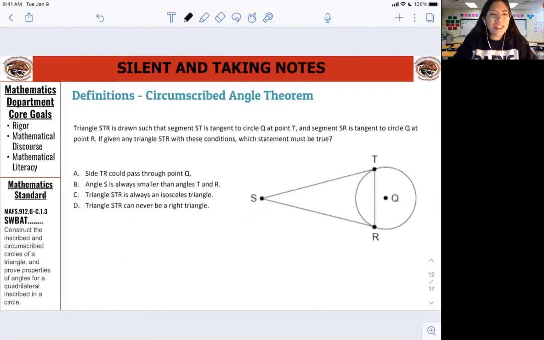Triangle STR is drawn such that segment ST is tangent to circle Q at point T, and segment SR is also tangent to circle Q at point R. Given any triangle STR with these conditions, which statement must be true? Think about it. You really have to think this one through. When you're ready, put it in the poll.